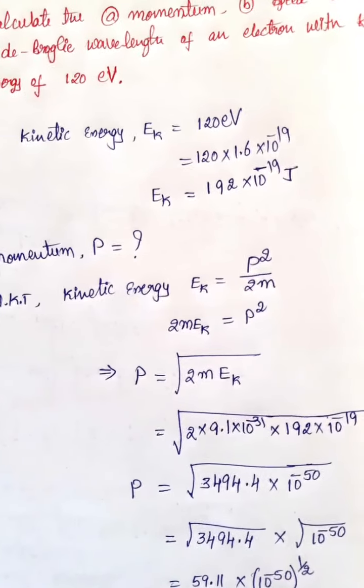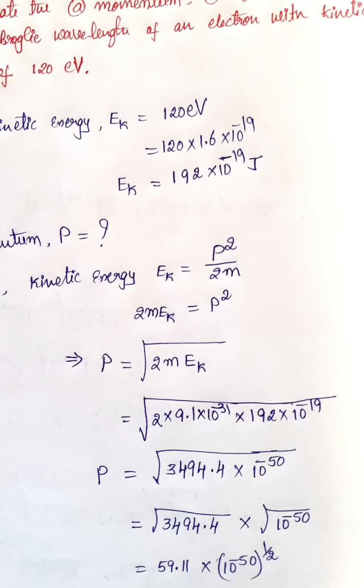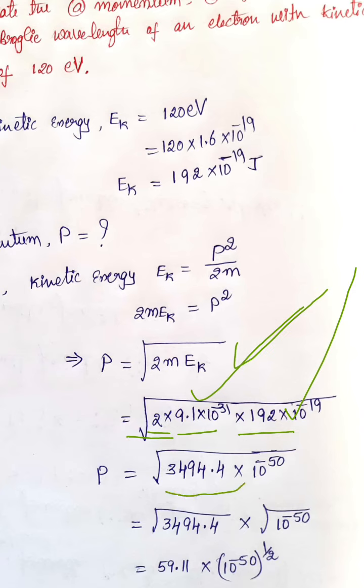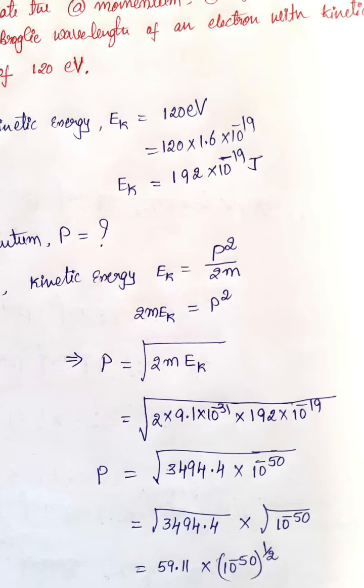P is equal to square root of 2m Ek. 2 as it is, m, that is the mass of the electron, 9.1 into 10 to the power minus 31. Kinetic energy 192 into 10 to the power minus 19. Now multiply 2 into 9.1 into 192. You will get nearly 3494.4 into, add the powers, 10 to the power minus 31 and minus 19. What will it be? 10 to the power minus 50. That is, you will get square root of 3494.4 into 10 to the power minus 50.